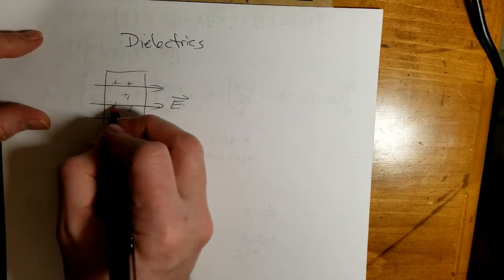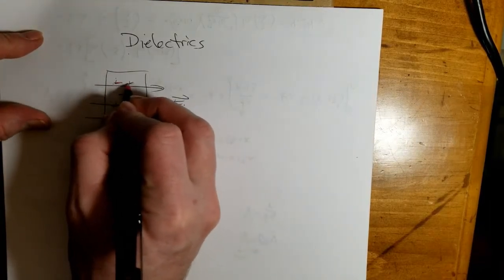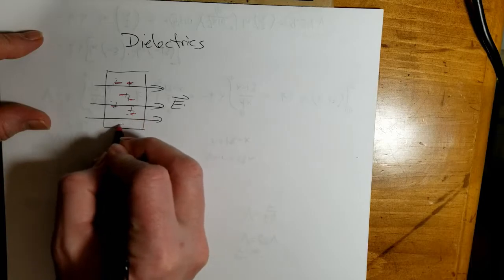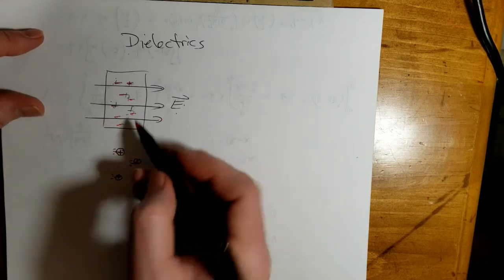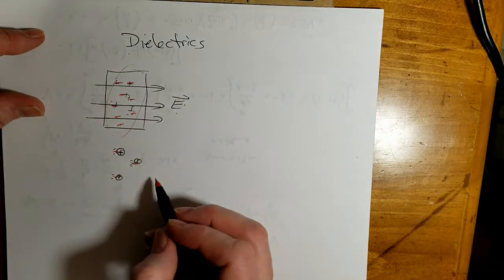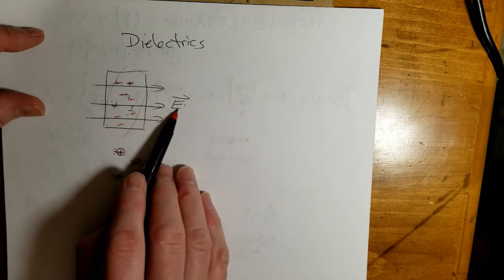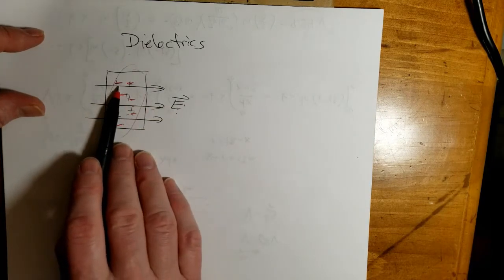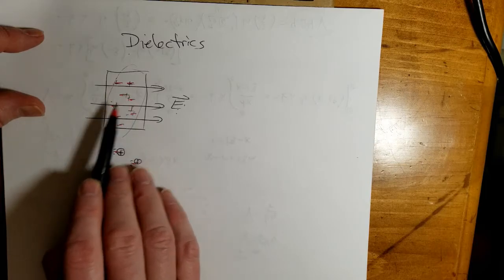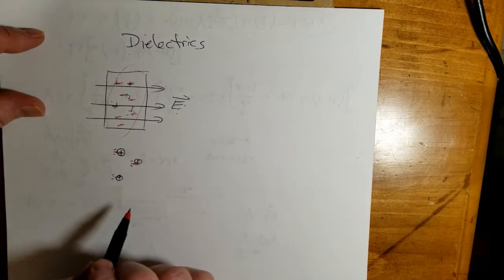So what happens here is that I have a bunch of little tiny electric fields opposite the direction of the external electric field, so the total electric field inside here drops, because I have the external one, and then in the opposite direction I have these internal ones. Total is less than what we started with.